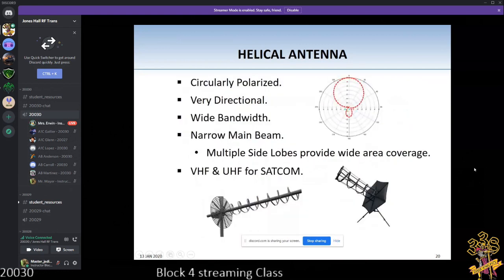A helical antenna gives you circular polarization. Circular polarization makes it very directional. Now, this is used for SATCOM because you get that narrow beam, very directional. So you can aim that up at the satellite and voila, you'll have communication.